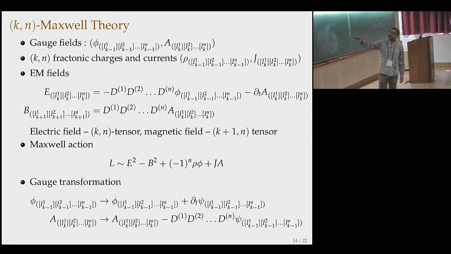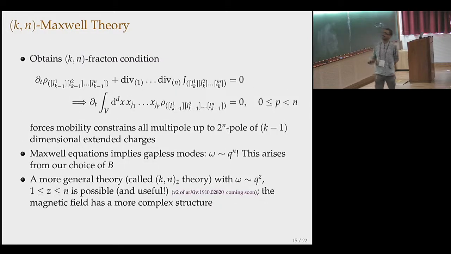The E is defined this way. You will have n derivatives on this, and a time derivative on that. And B is again derived using n derivatives on the A. And now you can write a Maxwell action quite similar to what we have done, and then you will see that this theory is invariant under this gauge transformation. If you want to make this theory invariant under this gauge transformation, you will be forced to come up with a continuity equation. And that continuity equation is this.